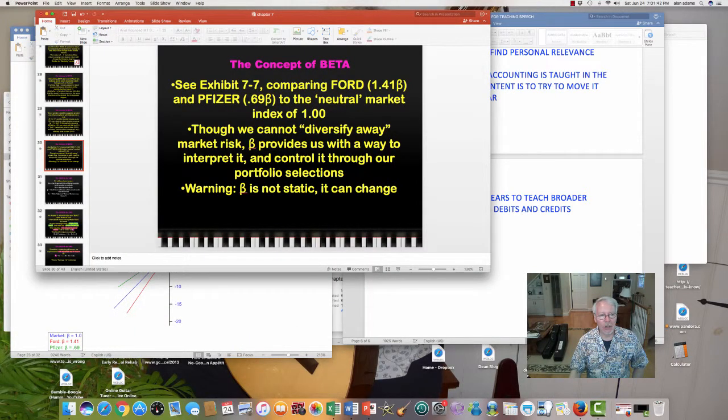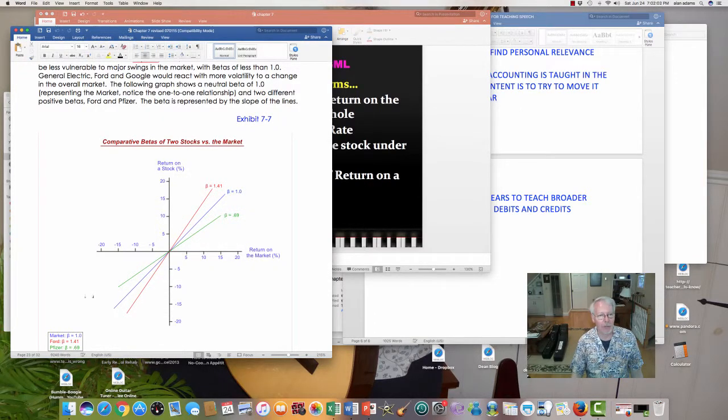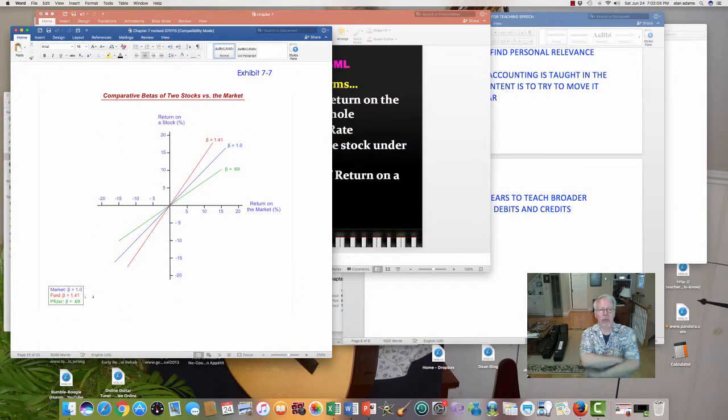Remember, beta can change. Beta is not static. Okay? So these are terms we will use in analyzing beta. And what we base upon beta, something broader called the CAPM, Capital Asset Pricing Model. This is a wrap up to the chapter, so we're on the home stretch, ladies and gentlemen. This is how beta looks if you graph it out.